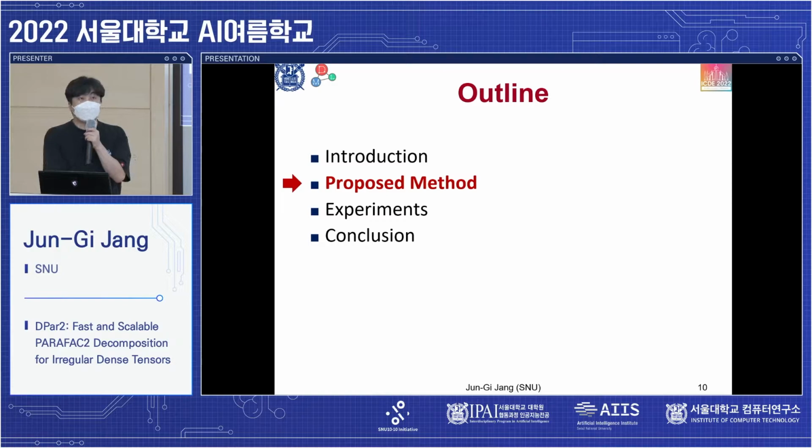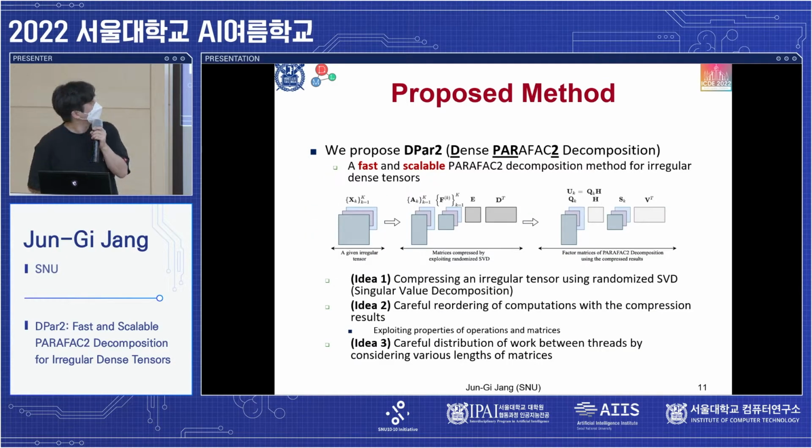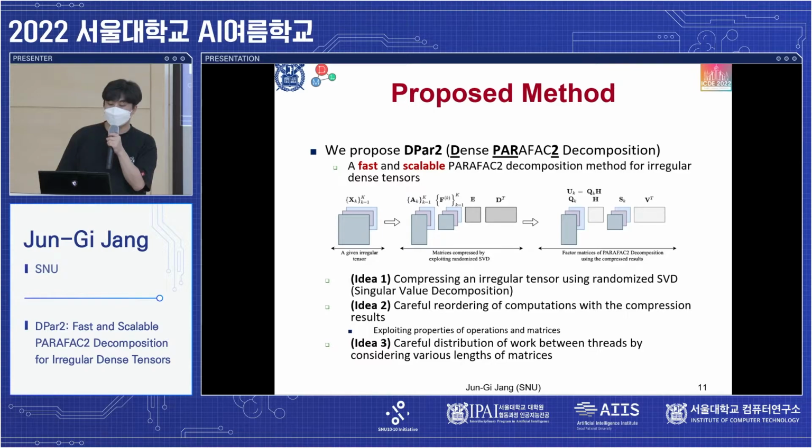Now I introduce our proposed method, DPar2. We propose DPar2, which is a fast and scalable PARAFAC2 decomposition method for irregular dense tensors. We devise our proposed method by exploiting 3 ideas. The first idea is to compress a given tensor using randomized SVD. With this idea, we handle small compressed data instead of the large tensor, improving the efficiency of updating matrices.